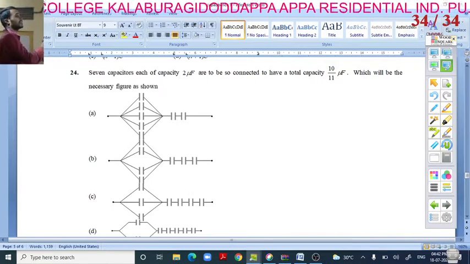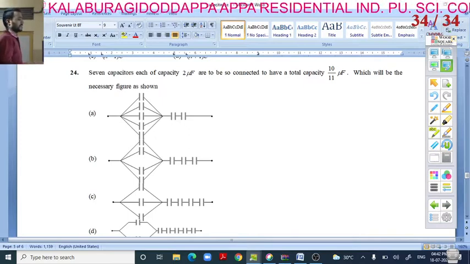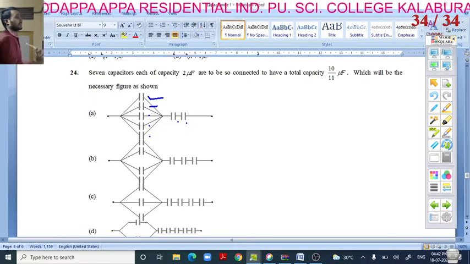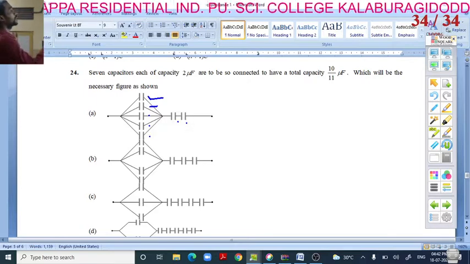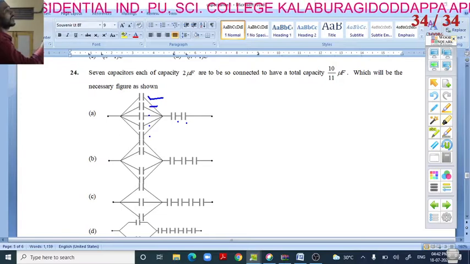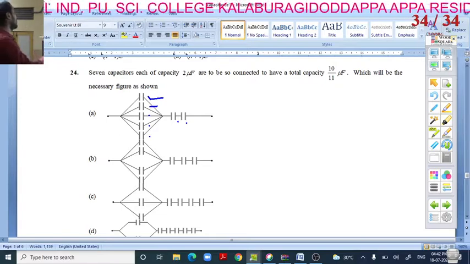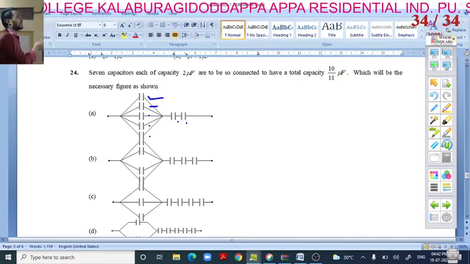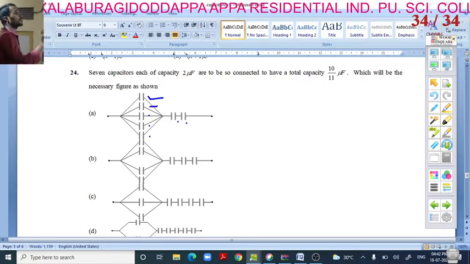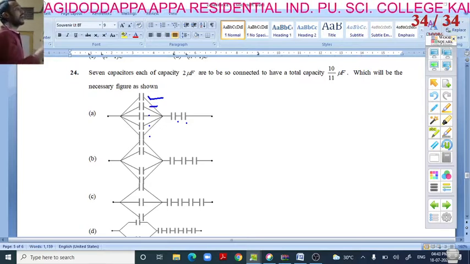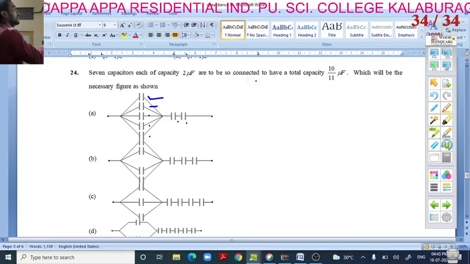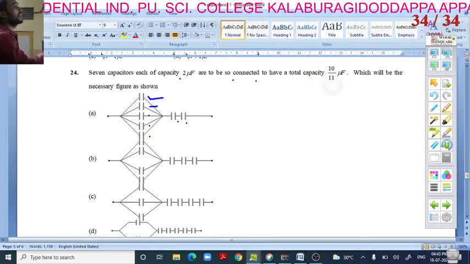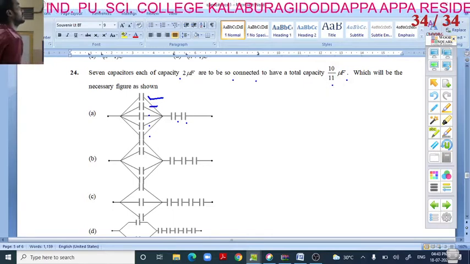7 capacitors, each of capacity 2 microfarad. See, 1, 2, 3, 4, 5, 6, 7 in each figure are to be connected to have a total capacity of 10 by 11 microfarad, which will be the necessary figure as shown in the figure. 7 capacitors each of 2 microfarad are to be so connected to have 10 by 11 microfarad capacity, right?